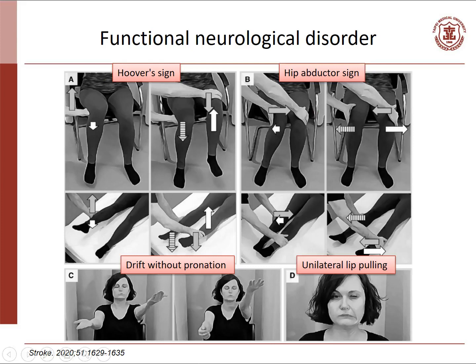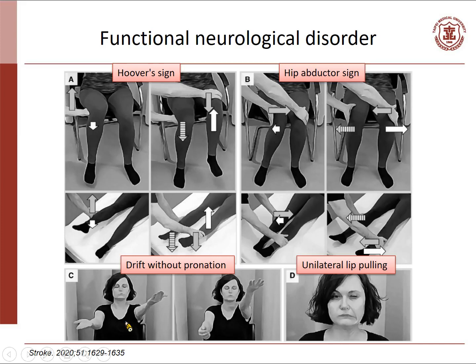The other one you can observe in the arm. When you ask the patient to raise the arm with palm up and close the eyes, if the patient has weakness, the patient may have pronation and drift. If there is only drift, where there is no pronation, that is not real weakness.